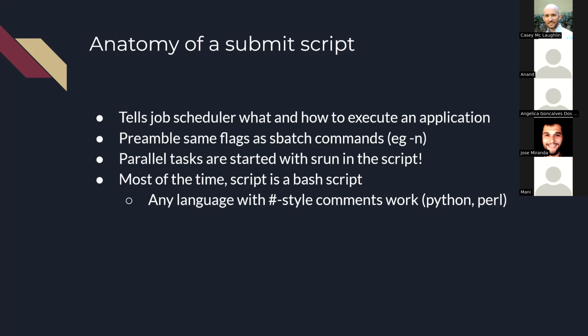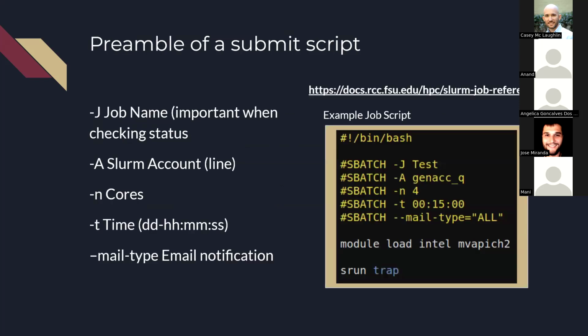We have a couple of different requirements as we go through, but the look is very typical of a bash script. It just has a couple of extra commands in the beginning to tell the resources. So this is an example job script. You want to have a job name, which is helpful when you're checking on the status of it. It can be running, or it can be pending once you submit it.